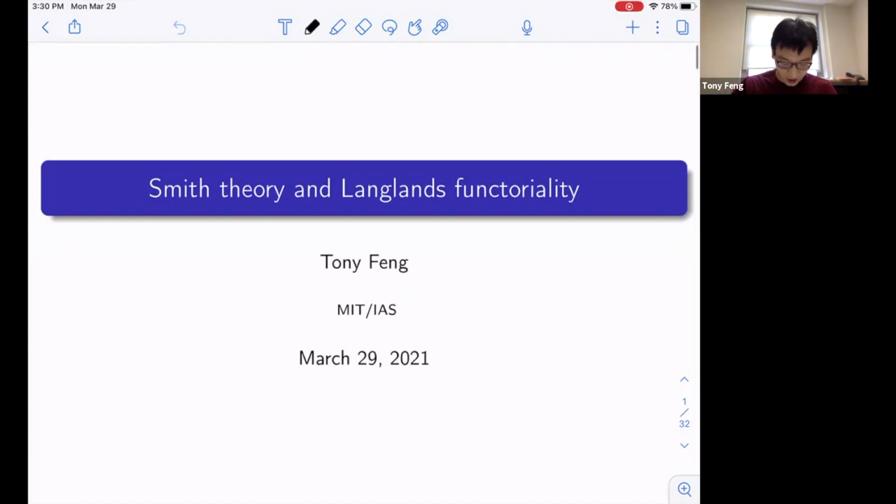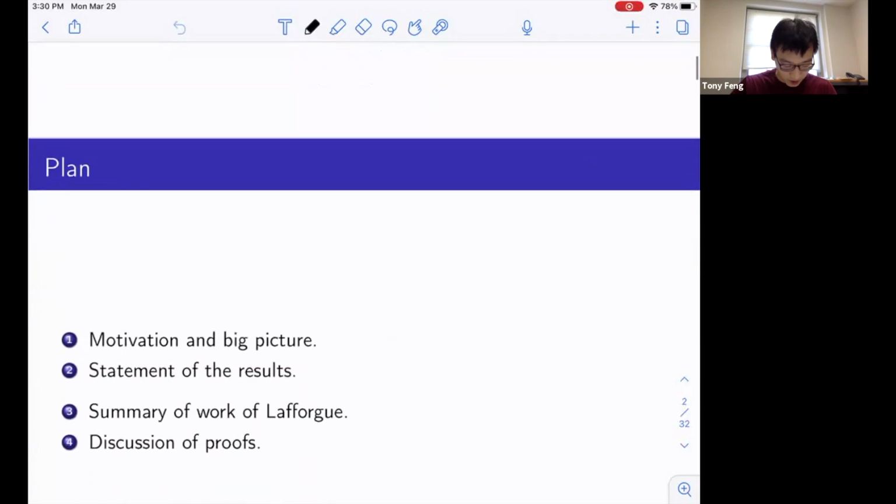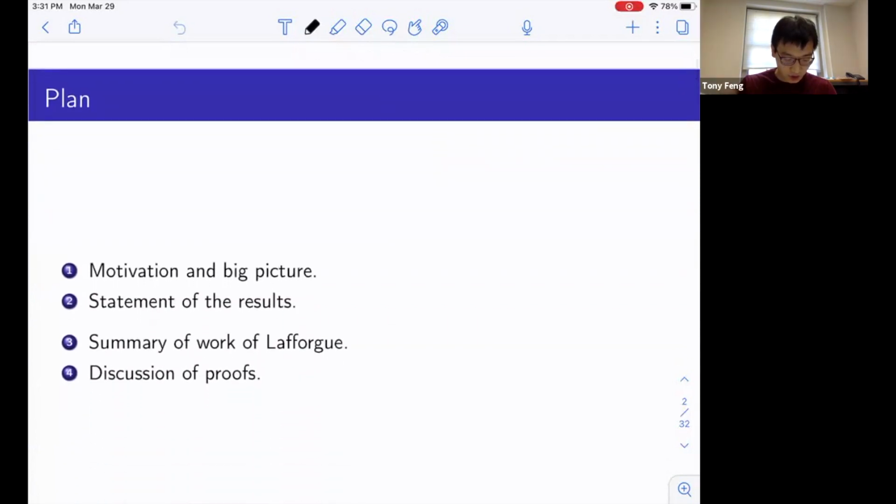Great. So here's the plan. I'm going to begin with some motivation in big picture, which comes from number theory. And then I'm going to explain some of the main results. And we're going to see that it has to do with studying a certain construction of the fork. So I'm going to summarize that and then talk about some ideas of proofs.